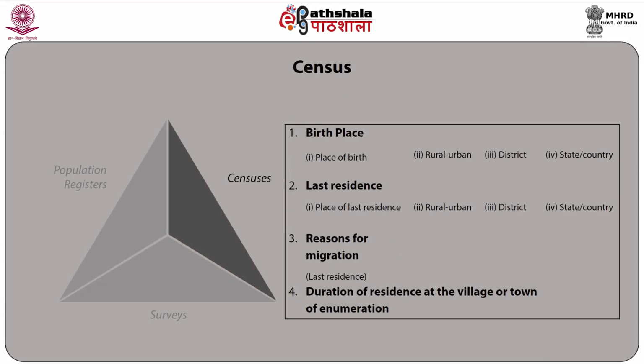First, birthplace: place of birth, rural urban status, district, state, or country. Second, last residence: place of last residence, rural urban status, district, state or country. Third, reasons for migration. It is also asked for last residence. Fourth, duration of residence in the village or town of enumeration.